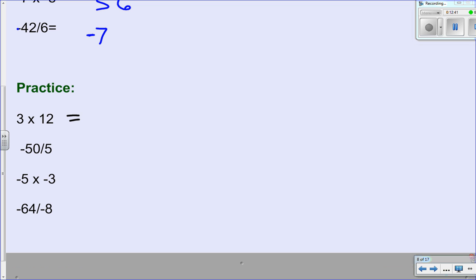Three times 12 is 36. A positive times a positive is a positive, so positive 36. 50 divided by 5 is 10, but a negative divided by a positive is a negative, negative 10. 3 times 5, I used this in our demonstration. A negative times a negative is a positive, and 64 divided by 8 is 8. A negative divided by a negative is a positive.